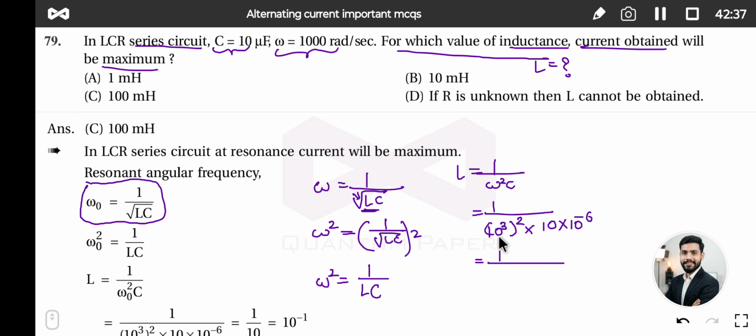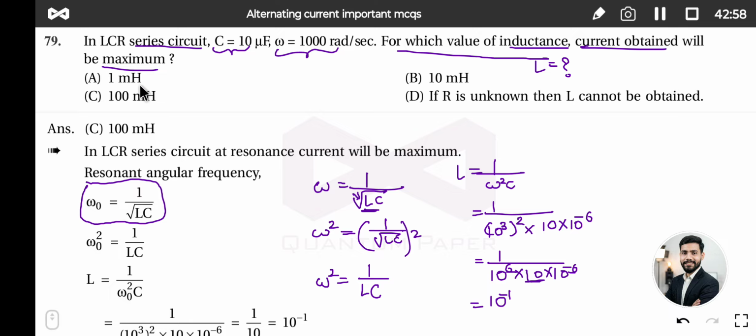So 10 raised to 3 raised to power 2, which is nothing but 10 raised to 6 into 10 into 10 raised to minus 6. So 6 minus 6, that is 0. So 10 raised to 0 is 1. So only this 10 will remain. So 1 upon 10. 1 upon 10 means nothing but, if we take it in the numerator, it becomes 10 raised to minus 1. Okay. Look at the options.